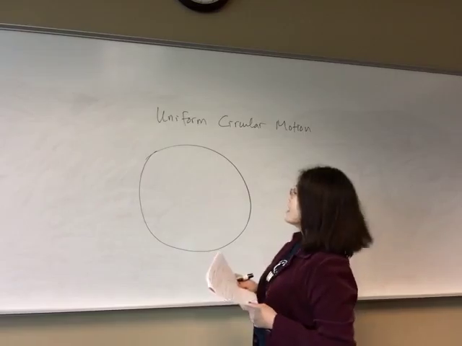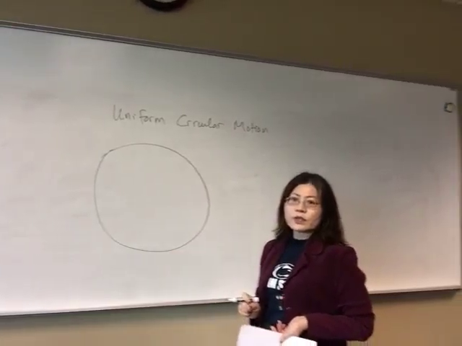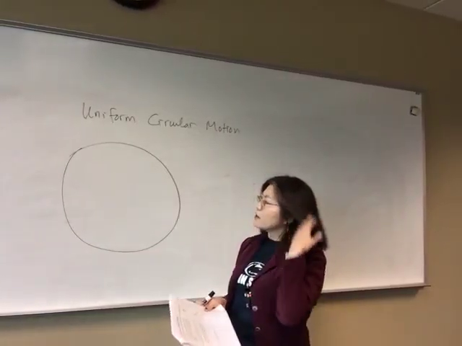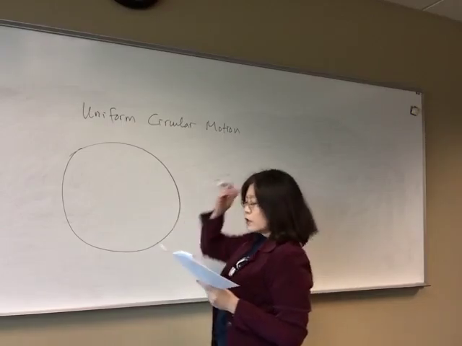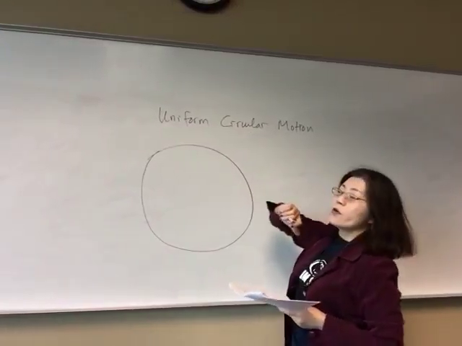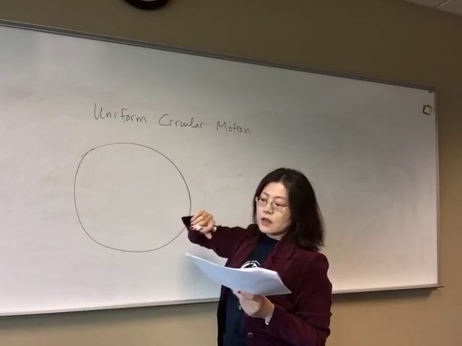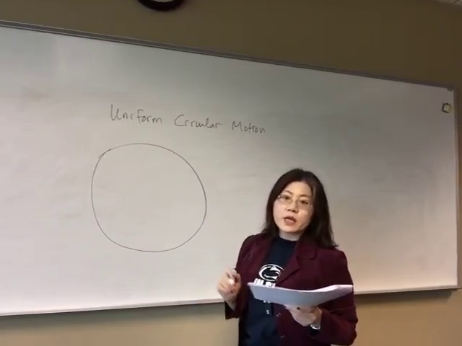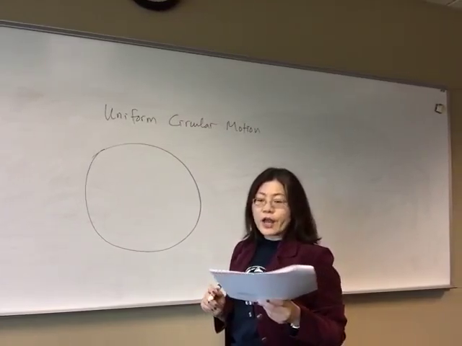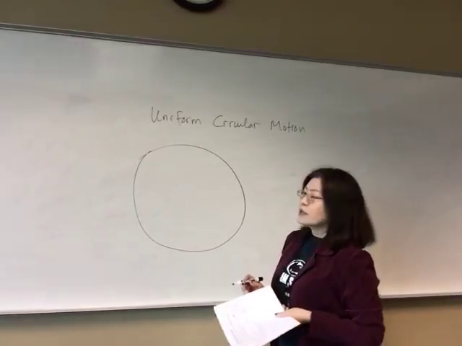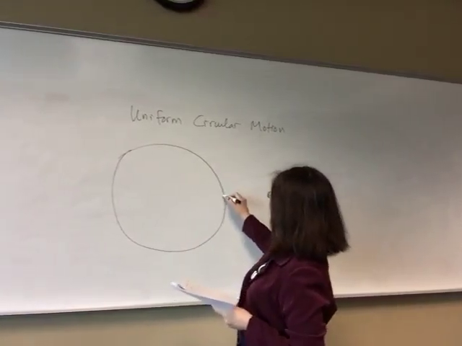So in that case, what is the velocity associated with an object that's forming a uniform circle? Because we say that it's uniform, it means that the magnitude of the velocity, what we call speed, does not change. But let me show a diagram first.